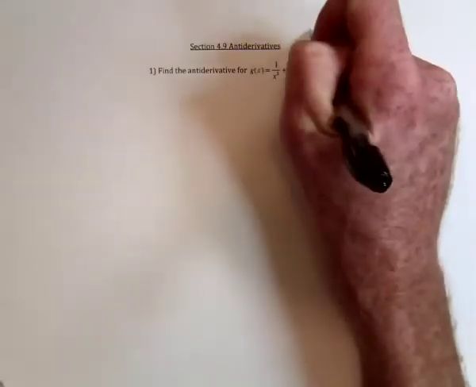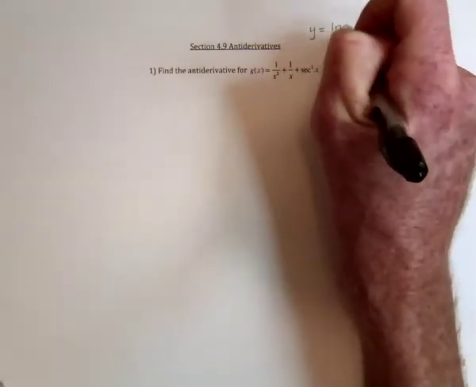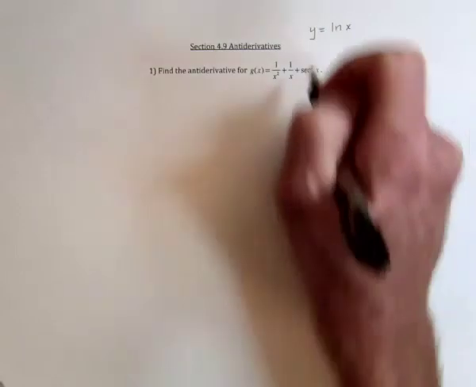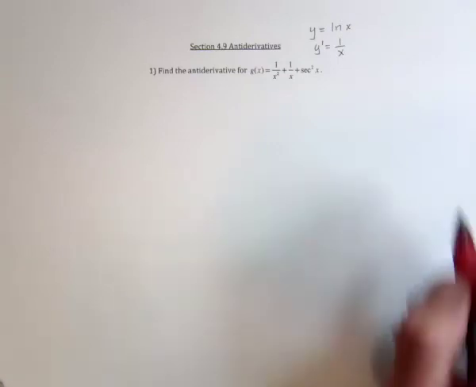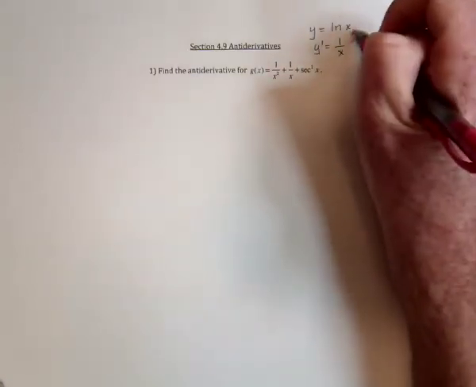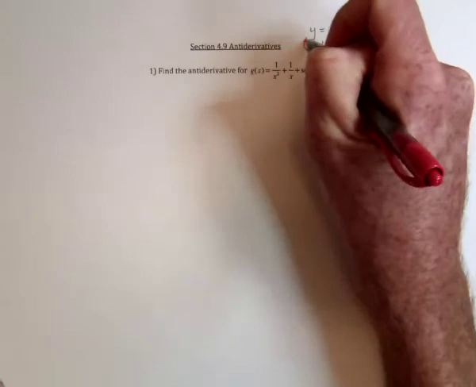We now begin a very important idea in calculus. We've been taking derivatives. For example, y equals the natural log of x, and then we can take the derivative, which is 1 over x. But now, anti, meaning the opposite: what if you were given the derivative, then go backwards and find out what was the original function?